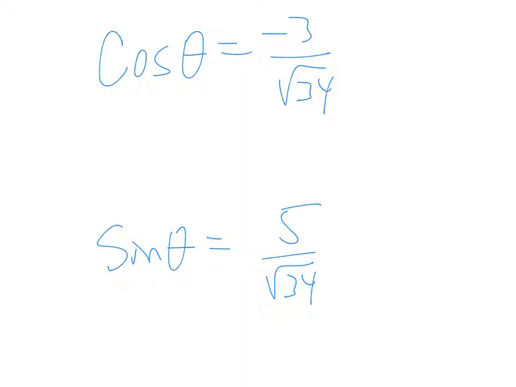And when I did that earlier, did I do it earlier? I guess I'll do it here. So arc cosine of negative 3 divided by the square root of 34, I got 2.111. And that's the cosine of theta. And I could double check here to make sure it's the same. So I'm going to do the arc sine of 5 divided by the square root of 34, which should be the same number.